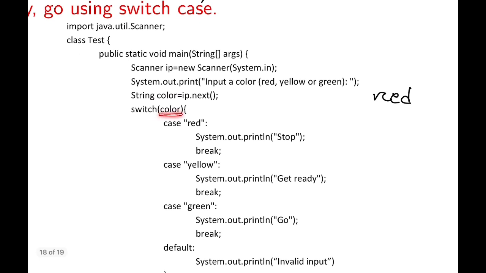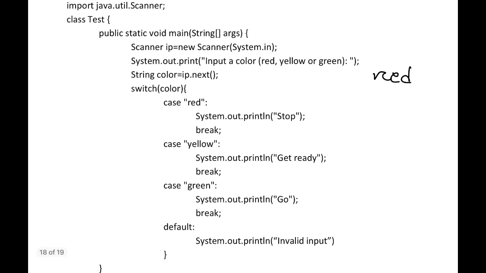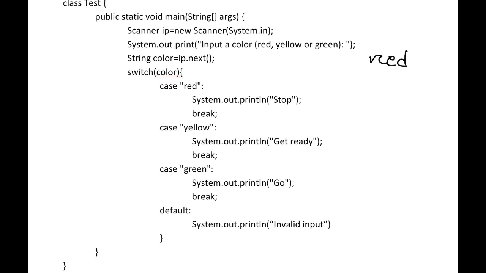Now switch color. Here the value of color is red, and we have also discussed that this expression is allowed to hold a string value also. So here the color value is red, then the first case value is red. Is there any match? Yes, match. Then the associated statements with that case value are going to be executed until it finds a break or until it reaches the end of the switch case. So system.out.println stop. It is going to display stop on the screen, then break. Break means the control comes out of the loop.